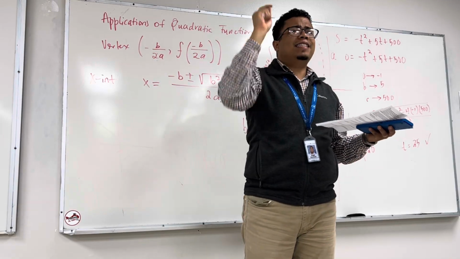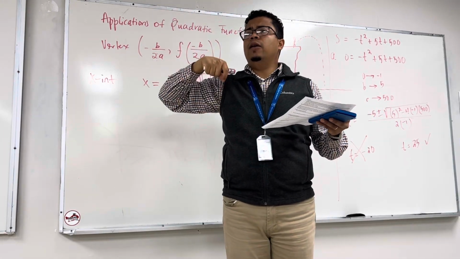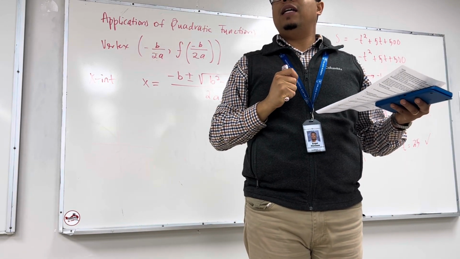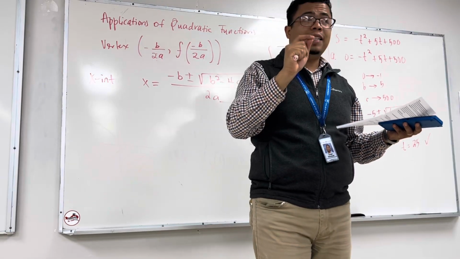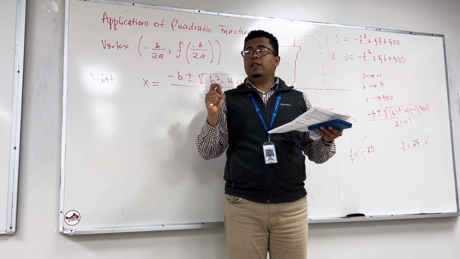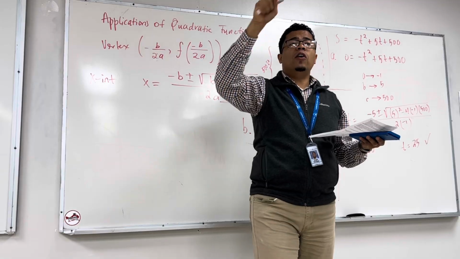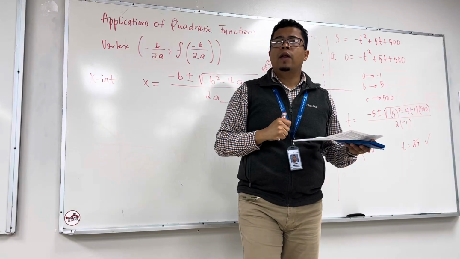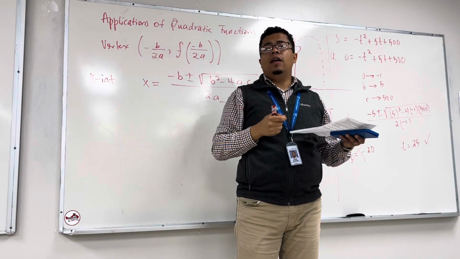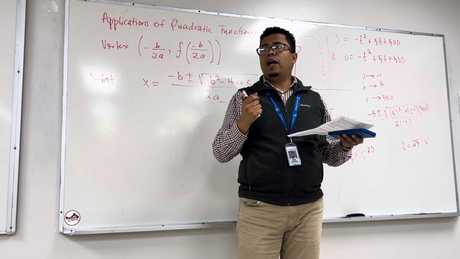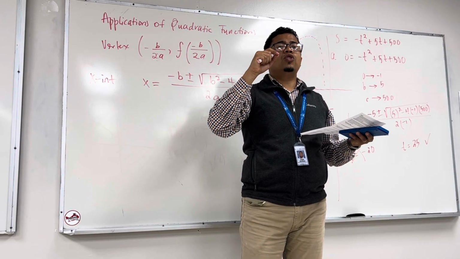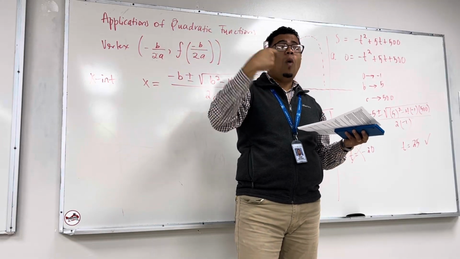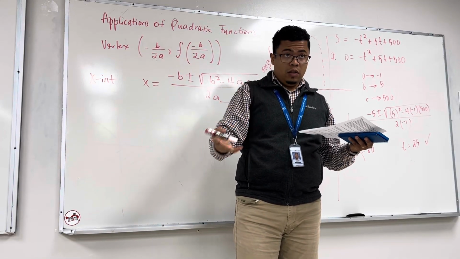But what does that time in the vertex mean? It means the time it takes to reach the maximum height. Is that understood? If I were you, I would write that down because students forget that. The x of the vertex is the time it takes to reach the maximum height. That's the x of the vertex, it's a time value. And the y of the vertex is the maximum height.